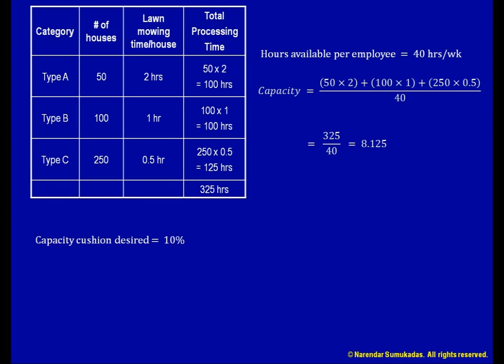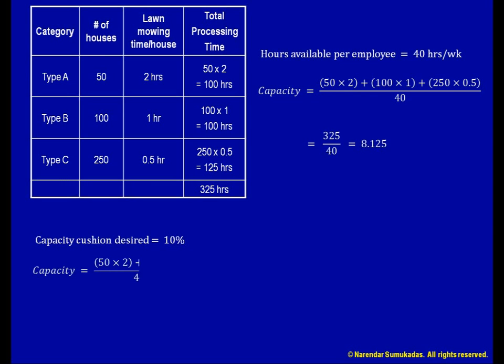The 10% idle time is not because my employees are being lazy either. That would be inefficiency, not capacity cushion. Here, this 10% idle time is planned underutilization of my resources, which is built into my process design in order to serve a certain purpose.